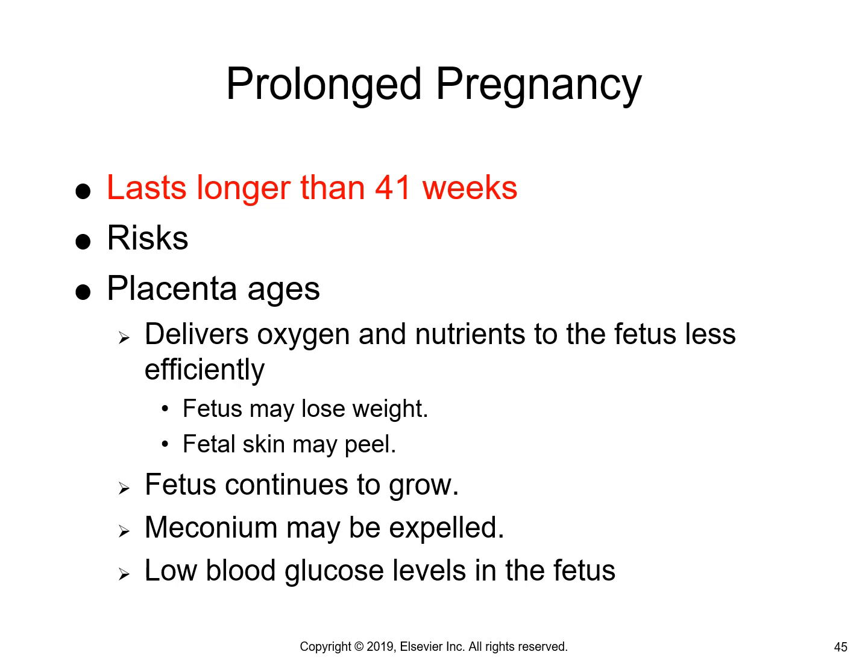Prolonged pregnancy is where it lasts longer than 41 weeks. What are the risks of prolonged pregnancy? A lot. There might be placental aging. The placenta will be too mature, and the fetus will continue to grow. The meconium may be expelled already. There may be low blood glucose levels in the fetus.